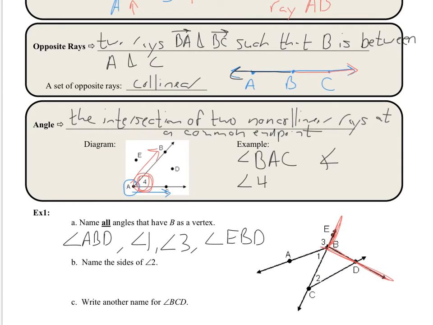Now there's one final way to create an angle using B as your vertex. Now what we can do is we can use ray BC and also ray BD. So the final way that we can create an angle here is angle CBD.